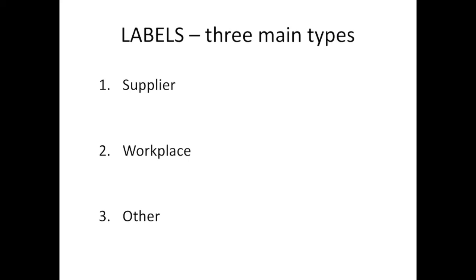Now that we've covered the pictograms, there are three main label types that we should discuss. And these are supplier labels, workplace labels, and other. There's also a fourth label related to sending laboratory samples for testing, but that applies more to sending research chemicals for testing rather than undergraduate chemistry labs, so we can ignore that one for now.